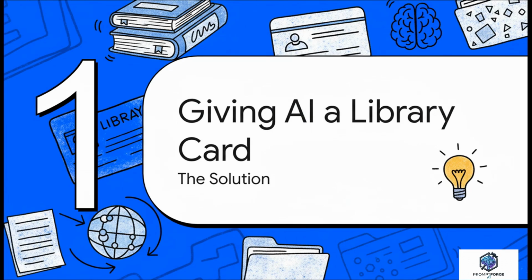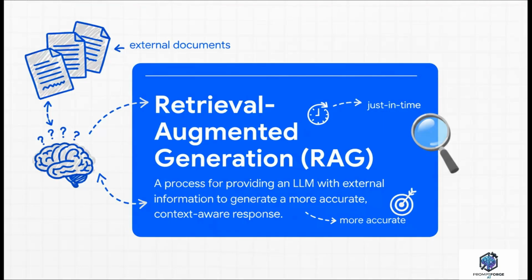Well, the solution at its core is beautifully simple. We just give the AI a library card. Yep, that's the big idea. Instead of only having access to that huge but static library of the internet it was trained on, we give it a special pass to a private collection, your documents. Now, this whole process has a bit of a fancy name, Retrieval Augmented Generation, or what everyone just calls RAG.